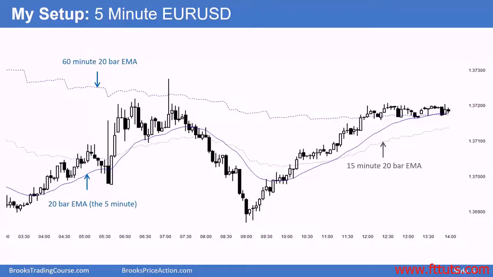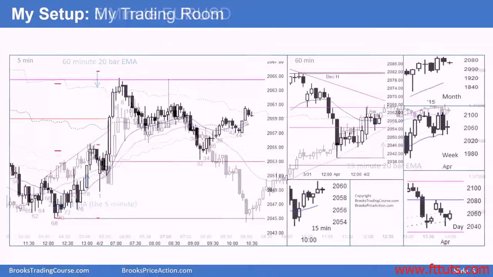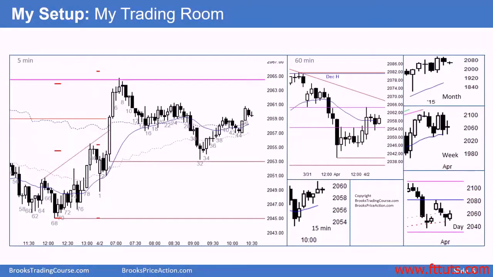This is my setup when I'm trading the euro versus the dollar and all forex pairs. And you can see there are 3 lines on the chart. Again, this is a 5-minute chart. If you're ever in my trading room, my screen looks something like this. Sometimes I change it, but basically this is my screen. I have a 5-minute chart.